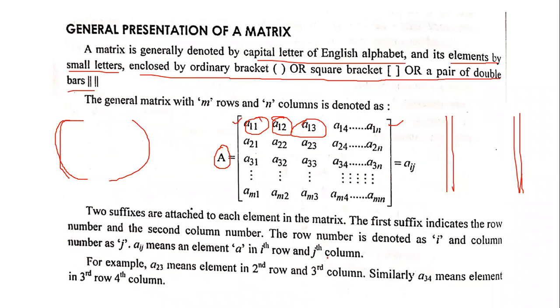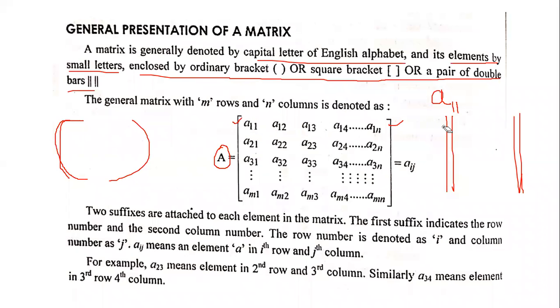So that is the first way of seeing the matrix. You can use a normal bracket, a square bracket, or just the lines. Now if you see this matrix A, it has elements. The first element is in the first row, and if you see the numbers, it is the first row and first column.